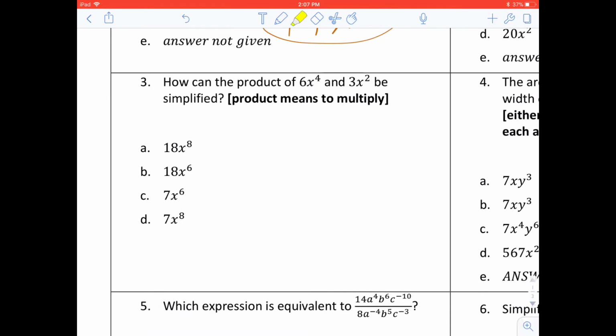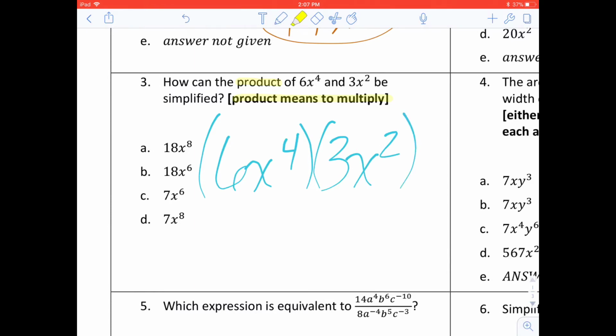Question 3, your keyword is product. Product means to multiply. There's my little hint. So let's simply do 6x to the fourth times 3x squared. Start with your big numbers. 6 times 3, that'll give us 18. And again, when we multiply with exponents, you're just simply adding the little numbers together. That would give us x to the sixth.